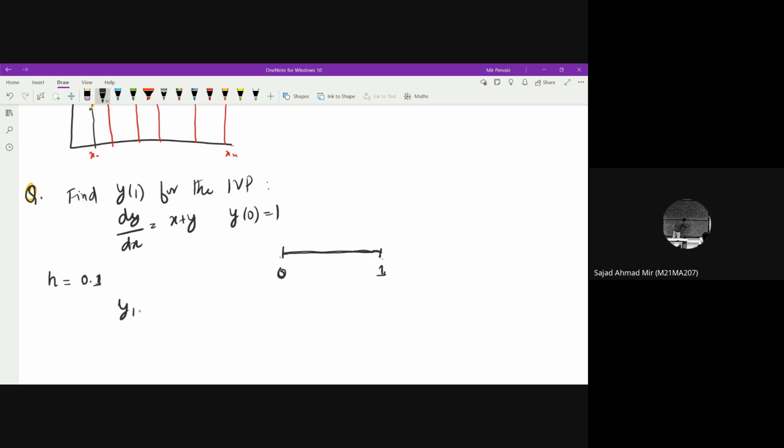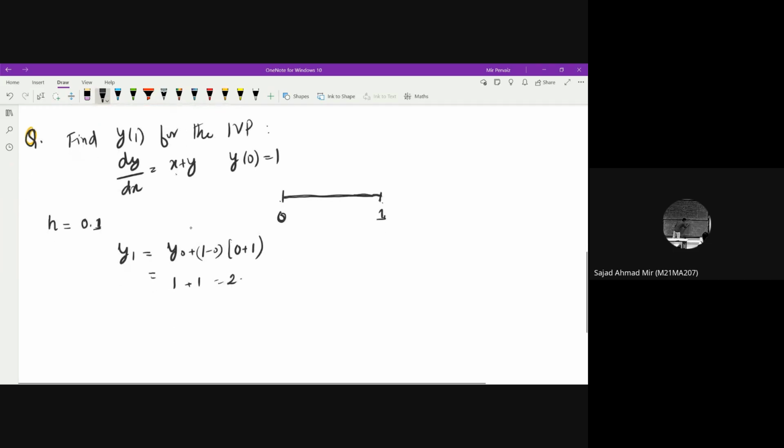Y1 can be just y0 plus h, where h is the distance between these 2 points, that is 1 minus 0, times f of x comma y, which will be 0 plus y0, and y0 is 1. So y0 was already 1, so this will be 1 plus 1, 2. So you are directly jumping to this point.